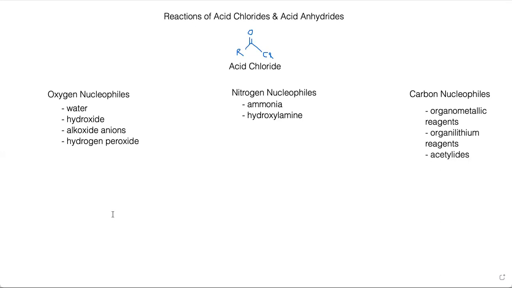The next class of acid chloride reactions is done with nitrogen nucleophiles, and these include ammonia and hydroxylamine. These reactions result in exclusively amide products. And then finally, carbon nucleophiles are the last class, and they use reagents like organometallic reagents and organolithium reagents. Organometallic reagents are similar to the Grignard reagent, and acetylides are also used here. These result in ketones and different carbonyl products. So I'll go ahead and draw a reaction with an oxygen nucleophile now.